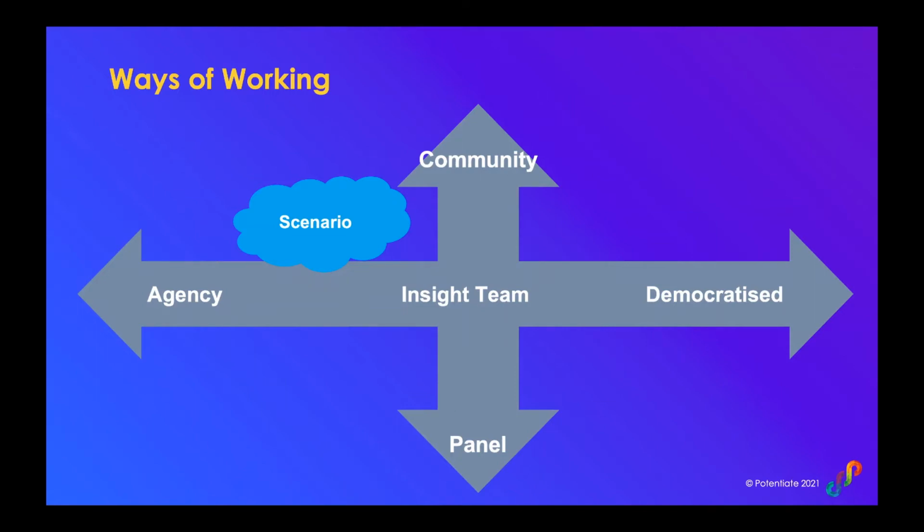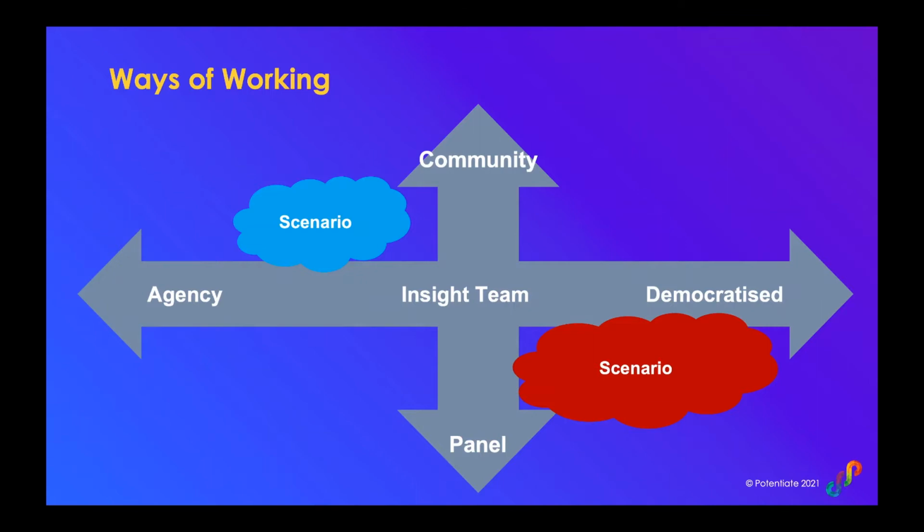And here is one scenario. This organization is saying, we want a combination of agency and insight team. This is sometimes called assisted serve. And we definitely want to be community. We want to be co-creating the future of our brand with our customers. But you might equally say, actually, what we want to do is we want to be able to do surveys, and we want as many people in the organization as possible to be able to do those surveys. Maybe the insights team will do the more advanced ones, but we want most people to be able to do their own, in which case you'd be looking at a space like this.